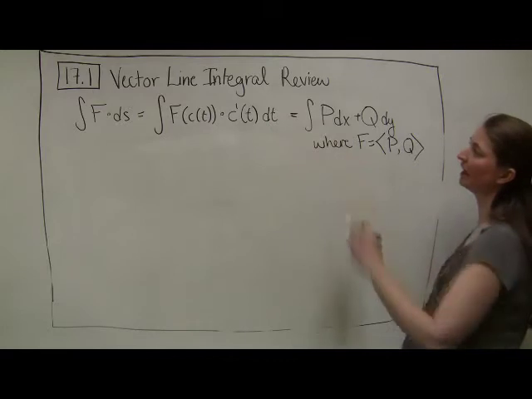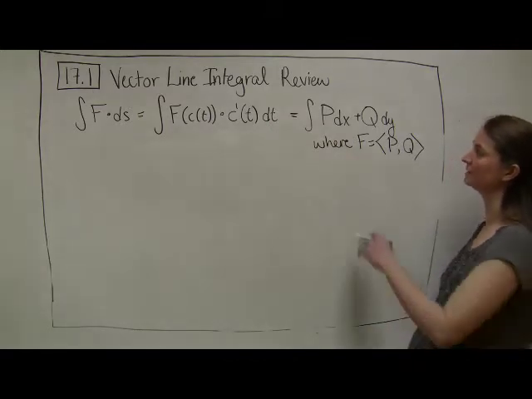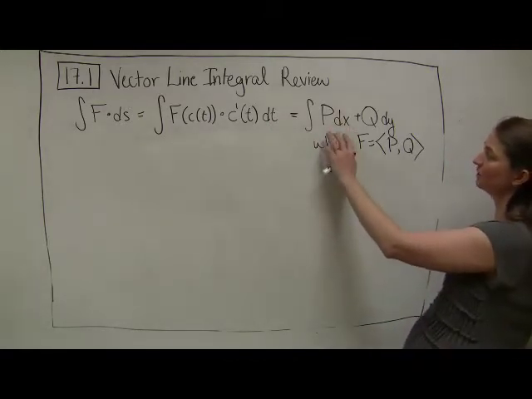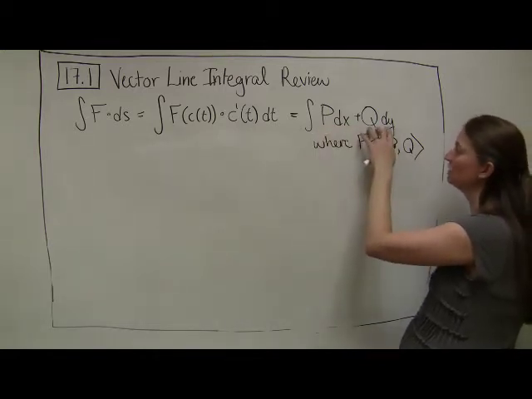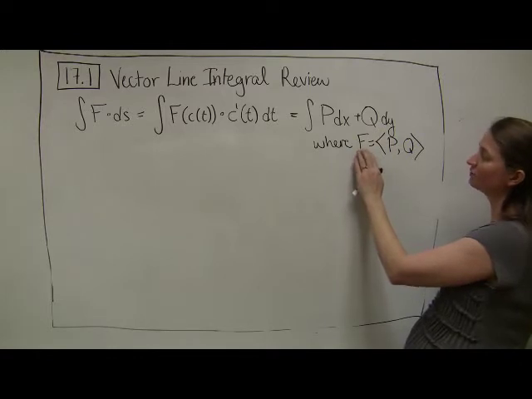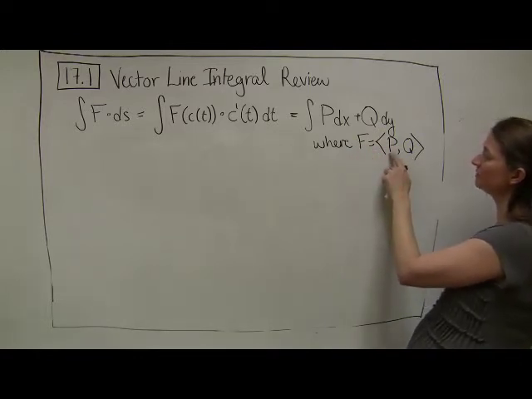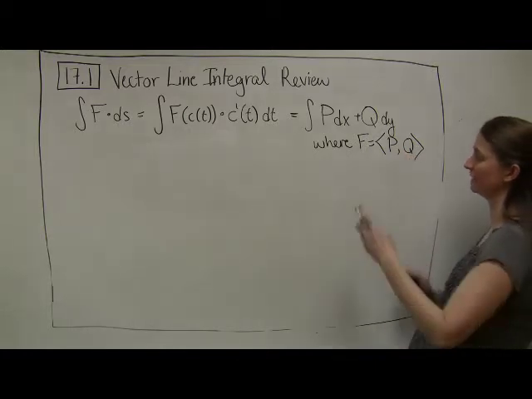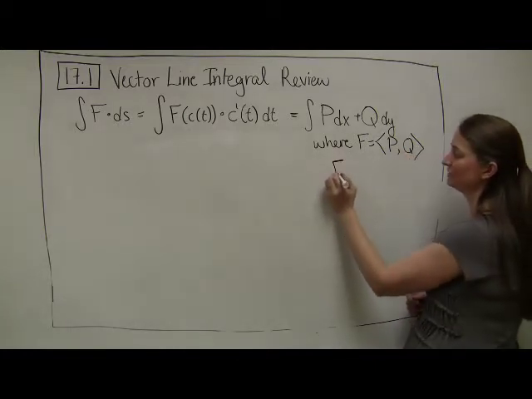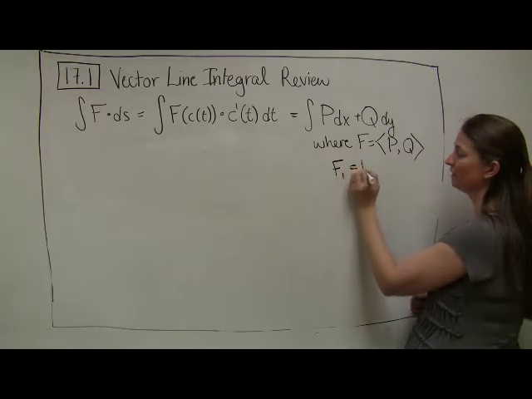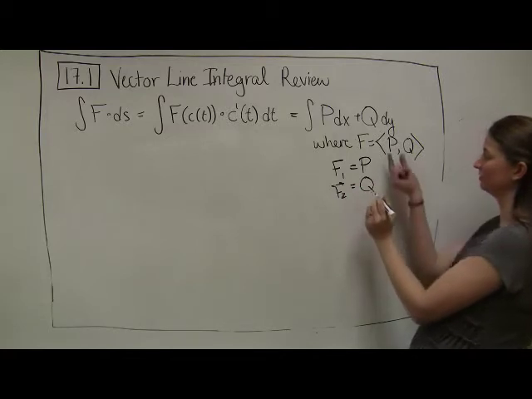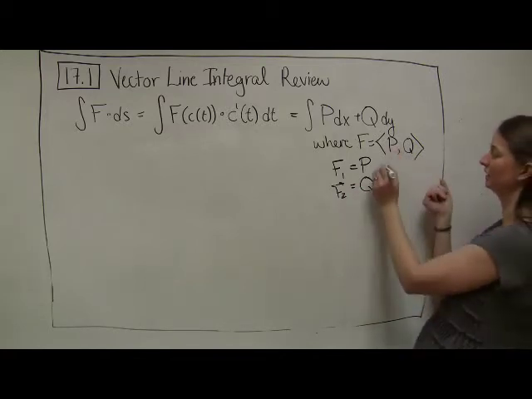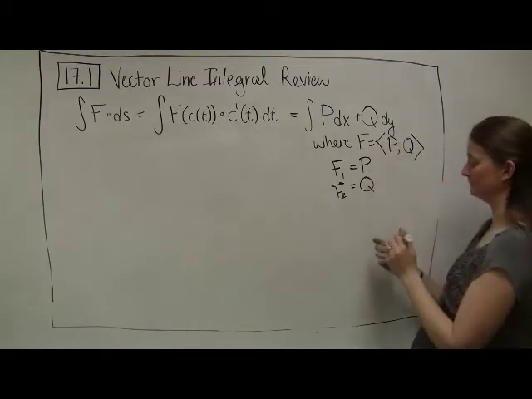So first we have to talk about how do we represent vector line integrals with p's and q's. We're going to represent this as the integral of p dx plus q dy, where our vector field f, the first component of our vector field is given by p, and the second component of our vector field is given by q. So previously we had defined these as f1, so f1 is equal to p, and f2 is equal to q, meaning the first function part in here is our p part.